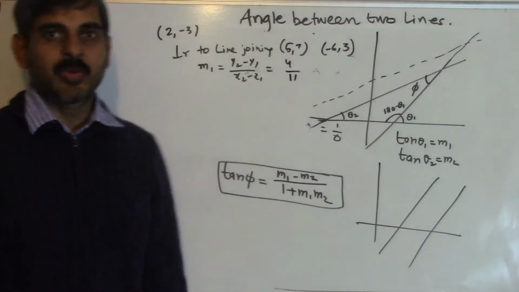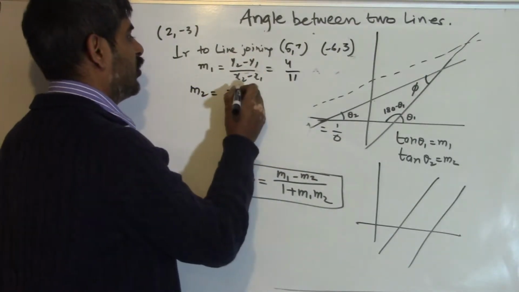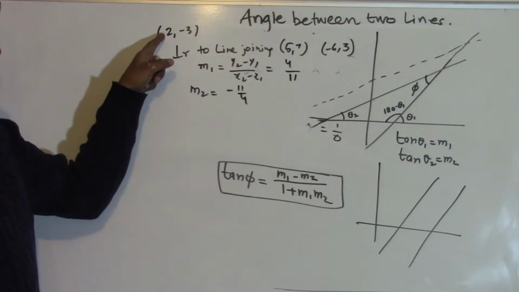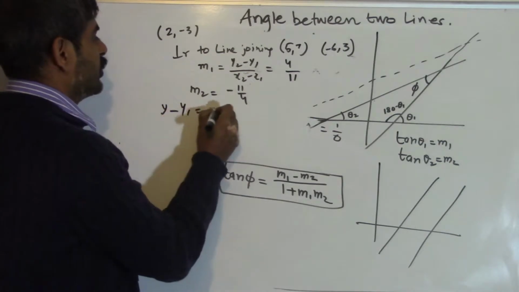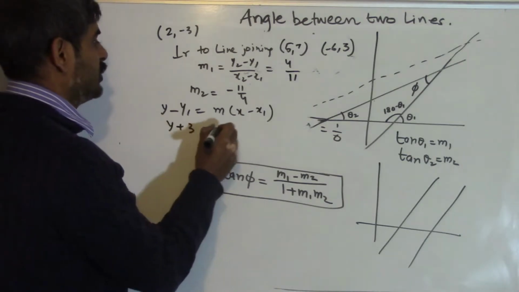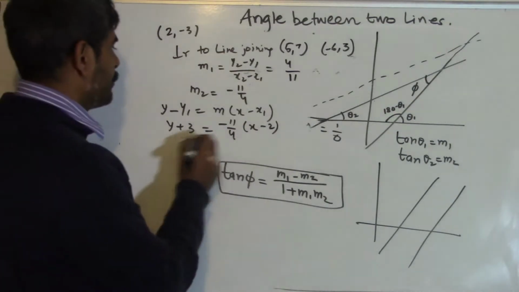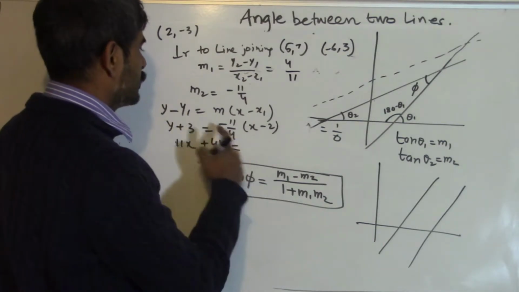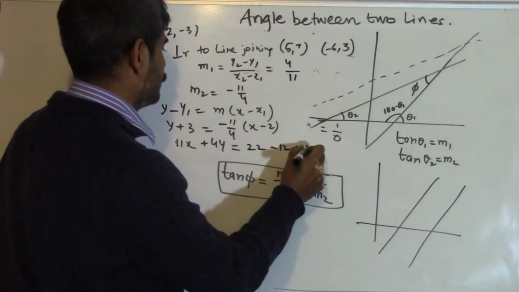And the gradient of the line perpendicular to this, let's call it m2, will be equal to minus 1 upon m1, or minus 11 by 4. Therefore the equation of the straight line passing through this point and with this gradient will be given by y minus y1 is equal to m into (x minus x1). And y1 is minus 3, so y plus 3 is equal to minus 11 by 4 into (x minus 2). You can simplify it a little bit: 11x plus 4y is equal to 11 into 2, 22, minus 12, or 10.